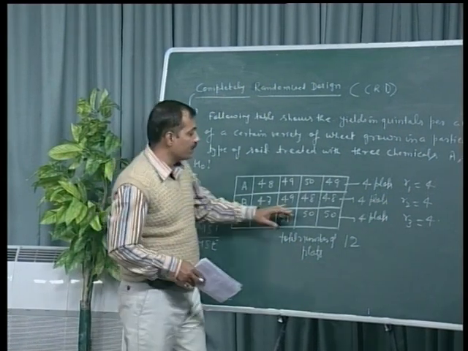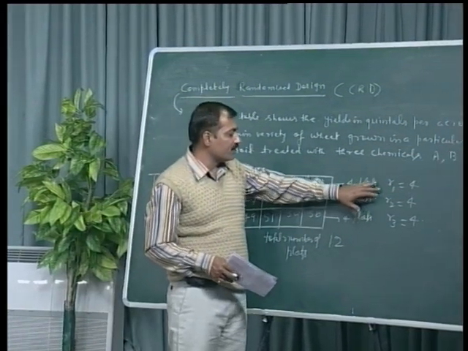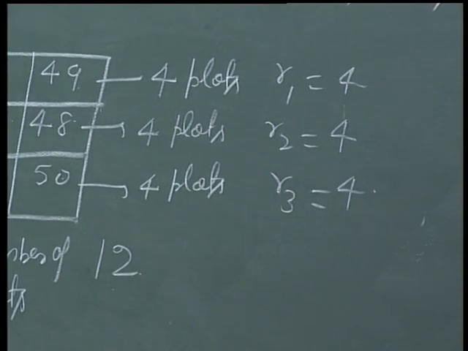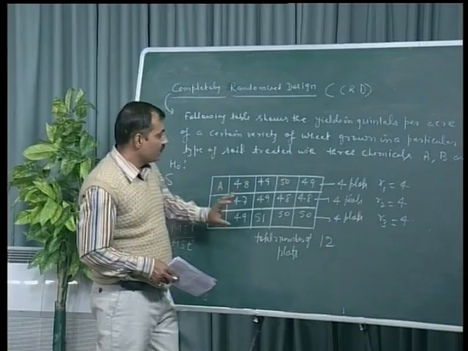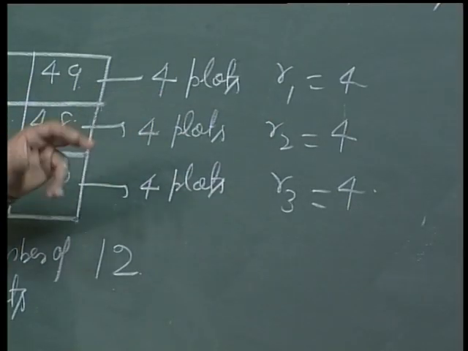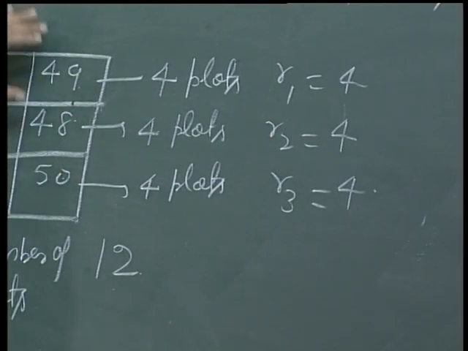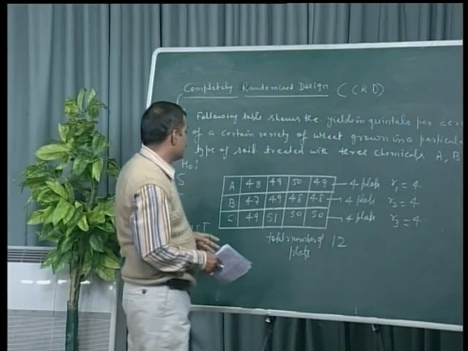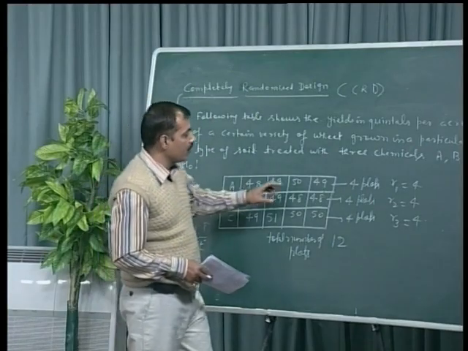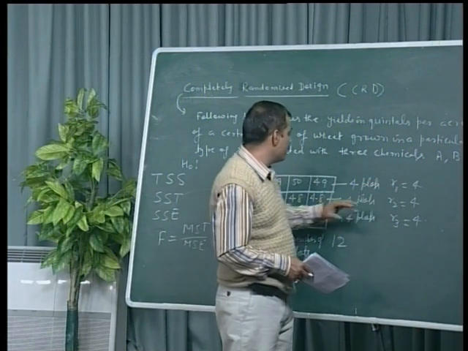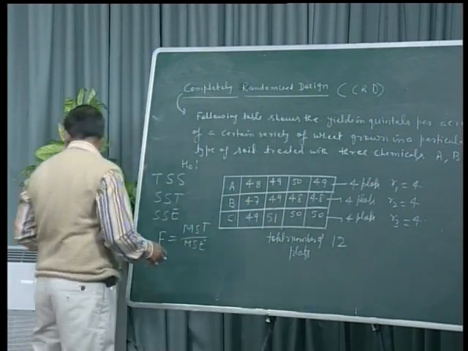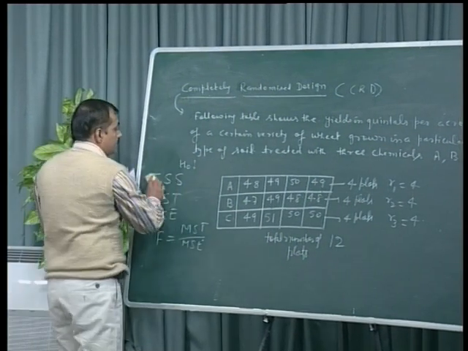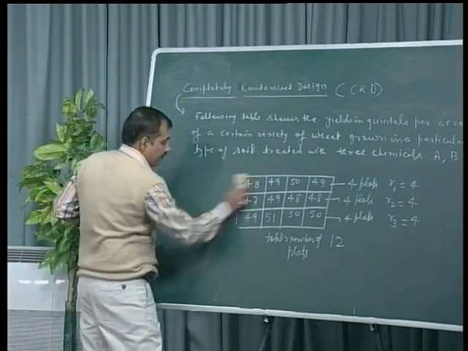So this is the example where the number of plots is the same for fertilizer A, fertilizer B, and fertilizer C. We apply fertilizers to the same number of plots for a particular variety of wheat. Now we take another example where the number of plots may be different for our treatments.